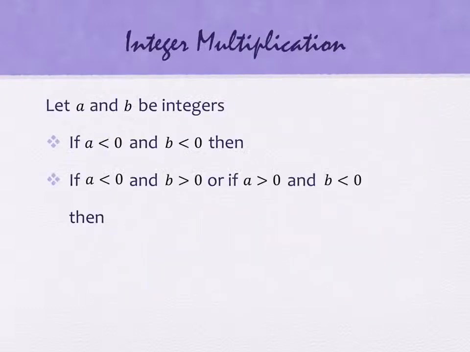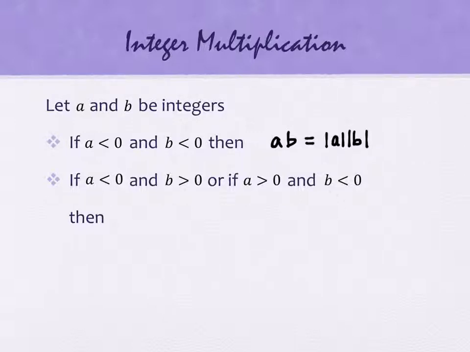Okay, let's talk about integer multiplication from an algebraic point of view. All right, let a and b be integers. A is negative and b is negative. So if I were to multiply 2 negative numbers together, a times b, this equals the absolute value of a times the absolute value of b, if they're both negative. That's what we just did on this problem.